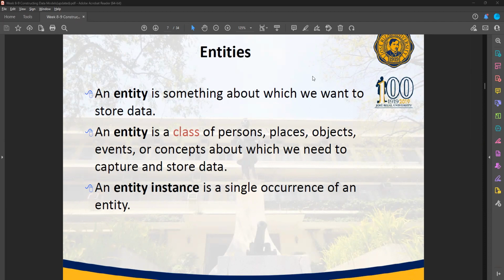Gusto natin tignan kung sino bang mas mahilig kumain ng donut, yung mga lalaki ba or babae, no? For instance, maybe our next campaign for this particular donut would concentrate on that particular gender. Kaya gusto rin natin kunin yung particular attribute na yon. So entities, guys, can be related to each other through relationships.